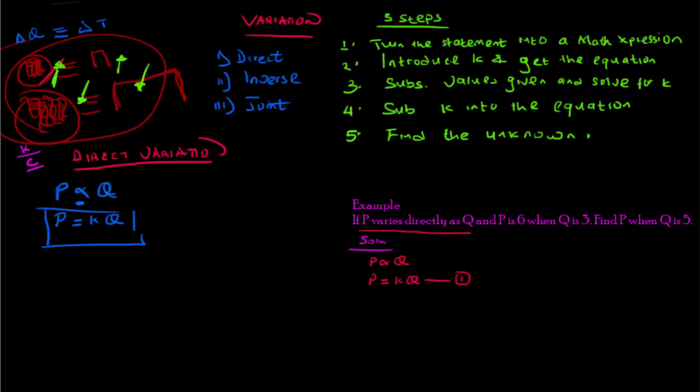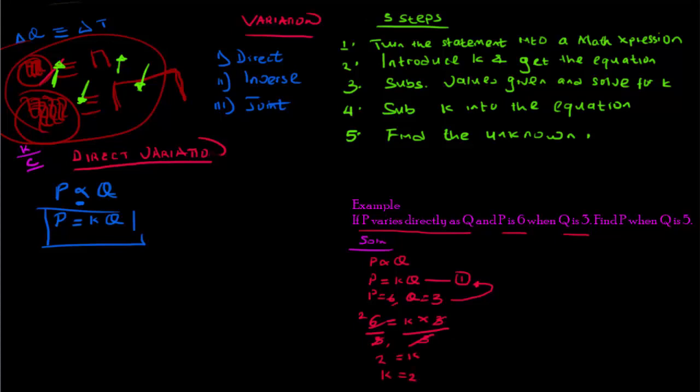The next thing we have to do is to substitute values given and solve for K. So the question says P is 6 and Q is 3. So P = 6, Q = 3. Substitute it into equation 1. Anywhere I see P, I call it 6. So I have 6 = K times 3. So I divide both sides by 3. 3 here goes 1, 3 here goes 2. 3 cancels 3. So 2 = K, and then K = 2.